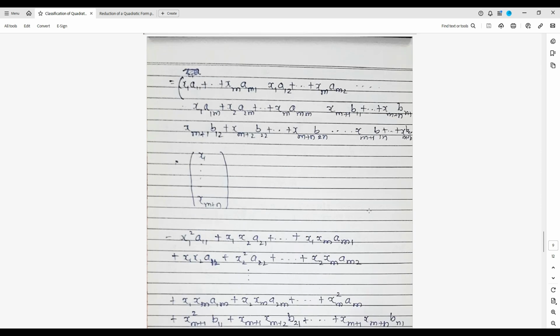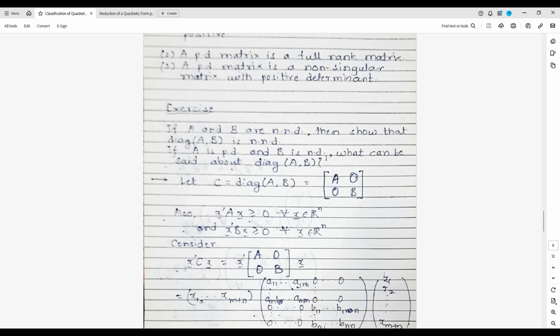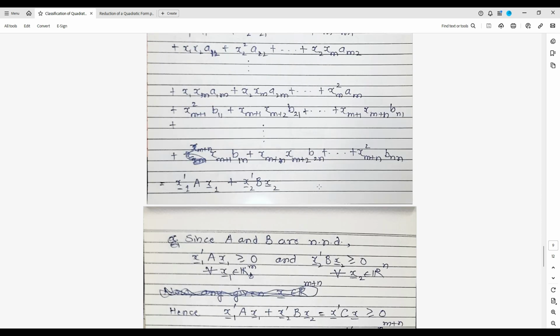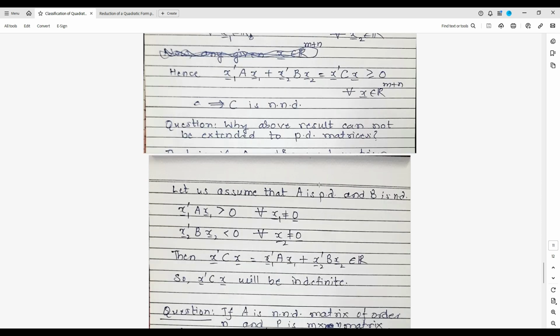Now the question is the second one. Can we prove or disprove this if we take A as a positive definite matrix and B as a negative definite matrix? That question is of interest. Further, one more question which can be raised is why the above result cannot be extended to positive definite matrices. This result is holding for non-negative definite matrices. The question that arises is, can we extend the result for positive definite matrices? The answer seems to be no. Then the further question arises is why the answer is no.